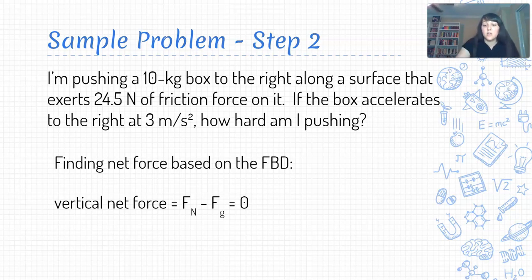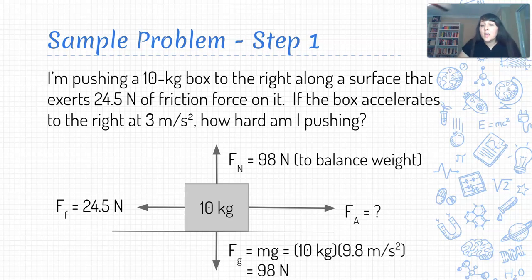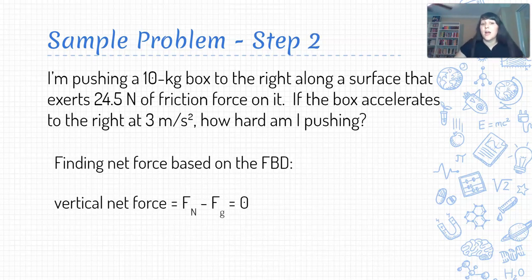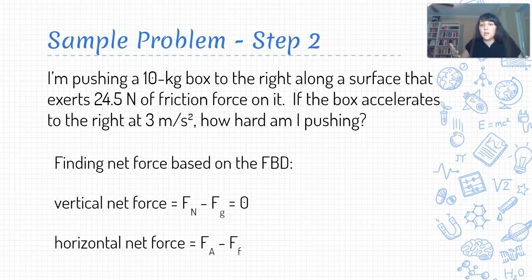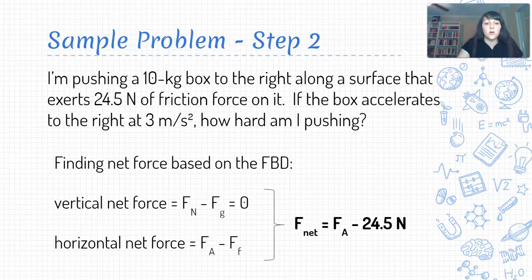However, in the horizontal direction, I don't have everything necessarily canceling out. What I see here is that I've got an applied force directed to the right and a friction force directed to the left. And so the way that I would figure out the net force based on those two forces is by simply subtracting them, right? Because they're in opposite directions from each other. And so the net force is whatever the difference is between those two. So applied force minus friction force gives me the overall net force acting on the object.